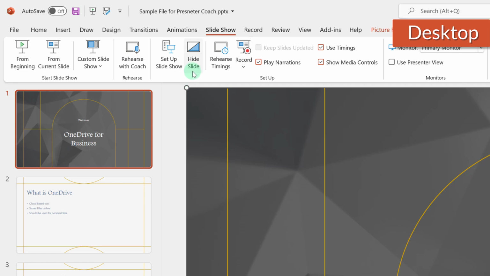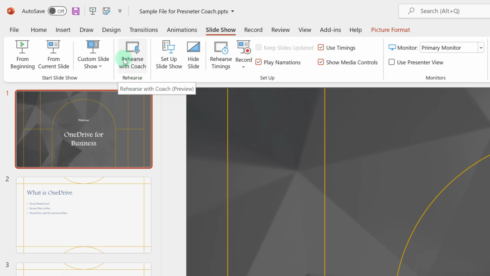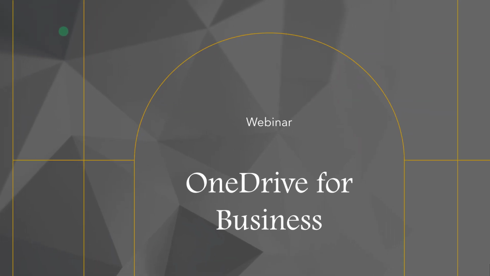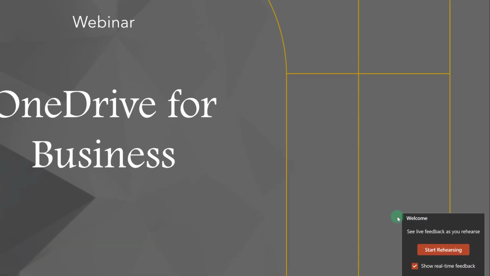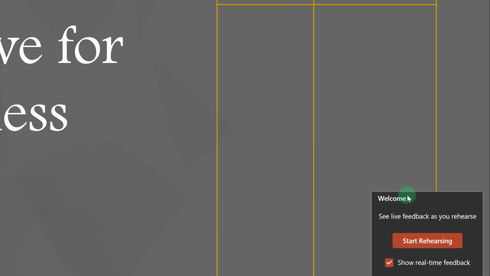I have opened PowerPoint on the desktop app, and if you go to the Slideshow tab, you will see several options. And one of those is Rehearse with Coach. Click on that and the presentation will open up in full screen mode. At the bottom right-hand corner, you will see a welcome message with a button to start rehearsing.